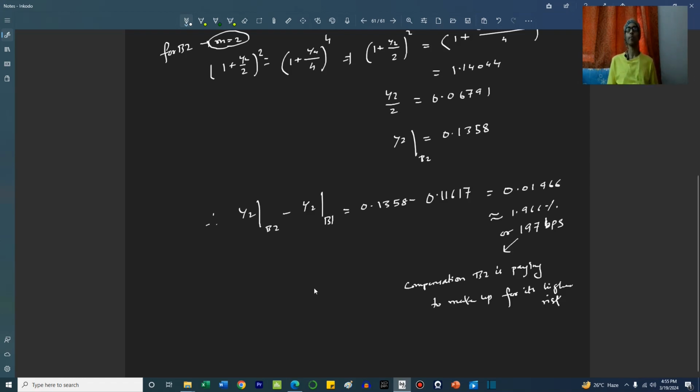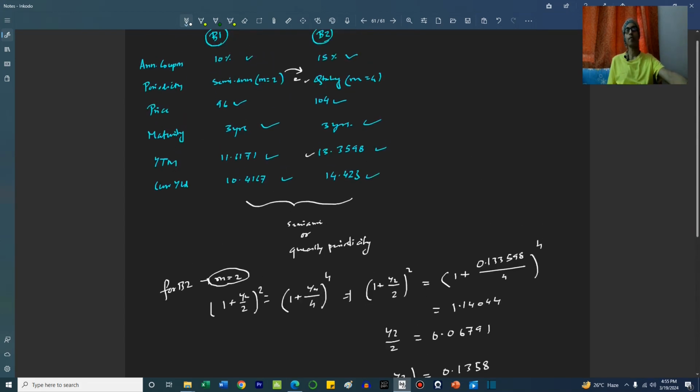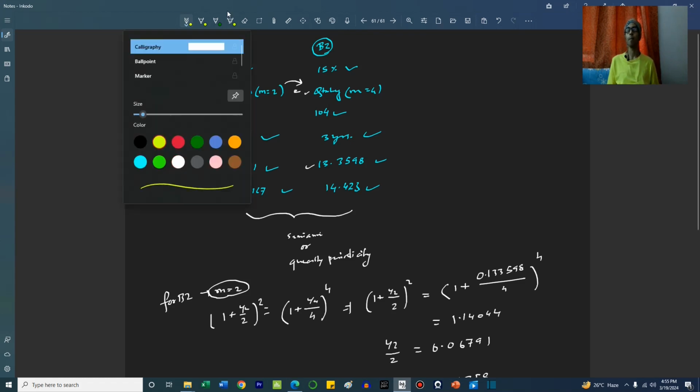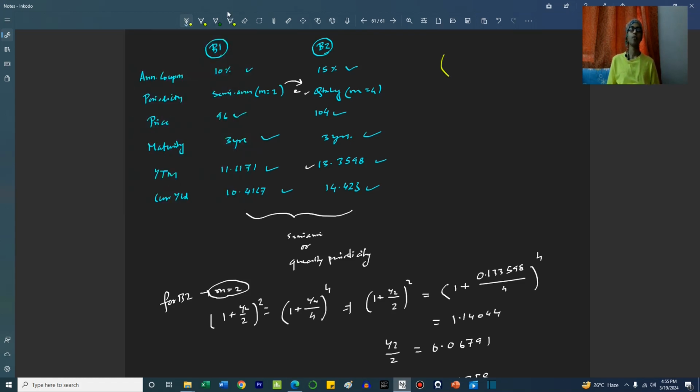Now we turn both of them into the quarterly basis. Already B2 is in quarterly basis, so we do not have to do anything about it. We just have to turn B1 to quarterly basis. Let us do that. So for B1, we are converting it from m is equal to 2 to m is equal to 4. 1 plus y4 by 4 whole to the power 4 is equal to 1 plus y2 by 2 whole to the power 2.